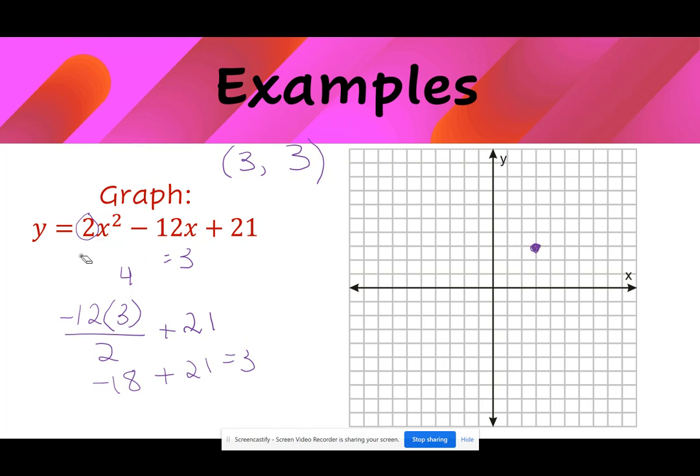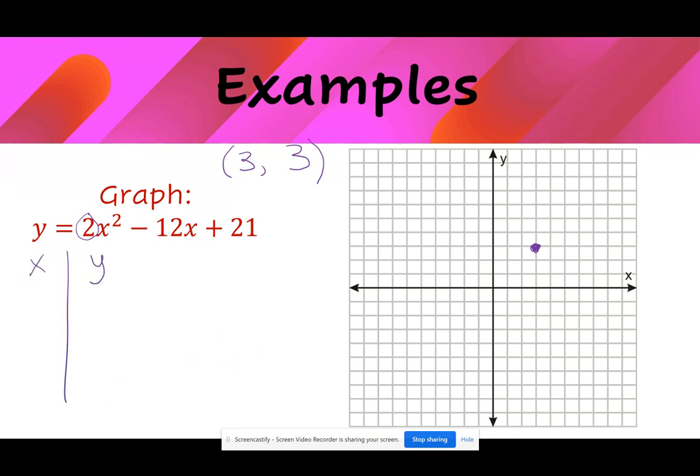And once again, I'm going to erase this work, give us more room, and make my table. So write your vertex right in the middle. So I could either pick 2 or 4. I'll pick 2, keep the numbers smaller, and plug it in for every x in the equation.